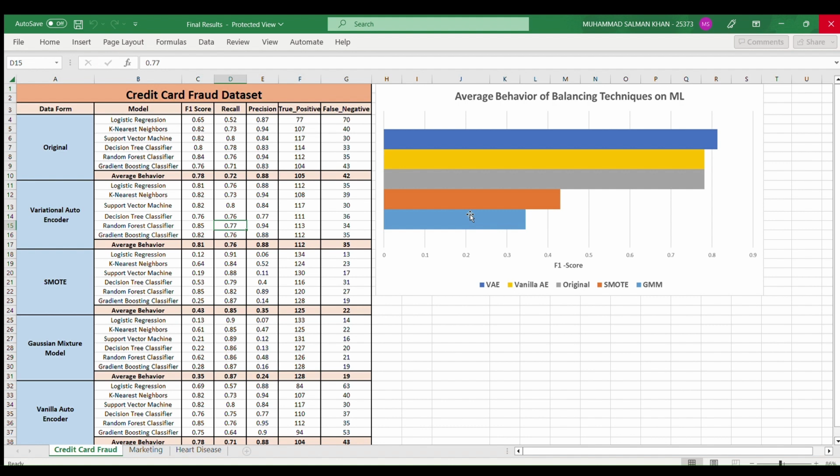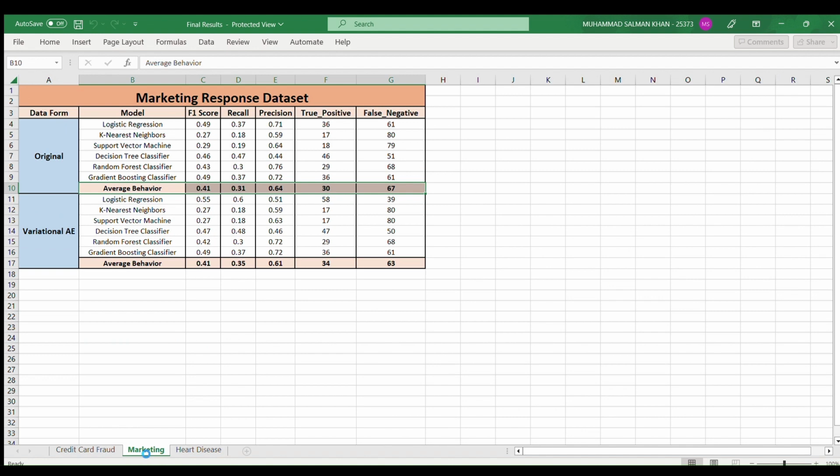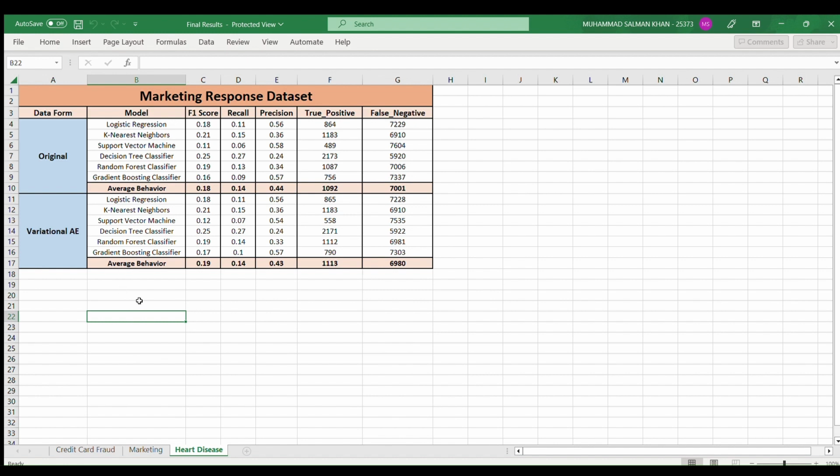We repeated the process and compared the original imbalanced dataset performance and the variational autoencoder generated balanced dataset performance for the marketing data and the heart disease dataset. And here we can see the differences, how they have done.